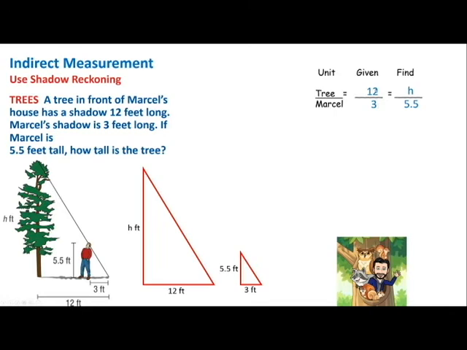Remember, the tree can be on bottom and Marcel can be on top if you like, but what is important is that you make sure that the shadows stay together, the actual objects stay together, and you want to make sure that the tree is always on the same spot or the same location. If it's on the top, they all need to be on top. If it's on the bottom, they all need to be on bottom. This is the hardest part of the problem because everything else is just the means extremes property, which hopefully you're getting really good at. You cross multiply the 12 and the 5.5 and the 3 and the h. You simplify, multiply both sides by the reciprocal, and you come up with the height of the tree is 22 feet.